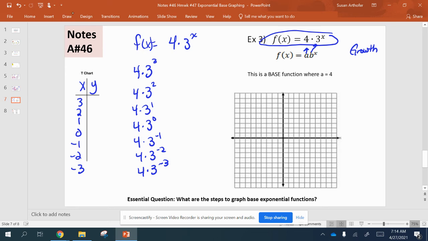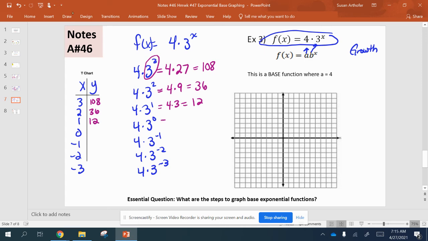Okay, let's start at the top. PEMDAS says do your exponent before you multiply. So this is 4 times 27 because 3 to the third is 27. You have to do that first. That's 108. Okay, next one. You have to do the exponent first. 4 times 9. That's 36. Have to do the exponent first. That's just 4 times 3. That's just 12.